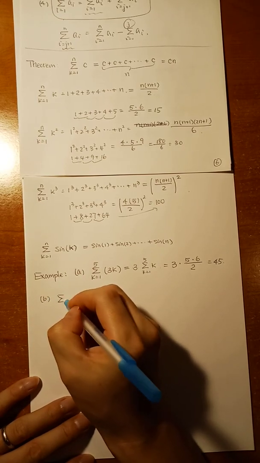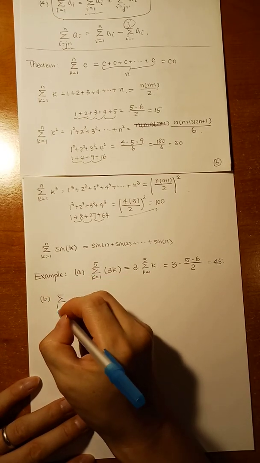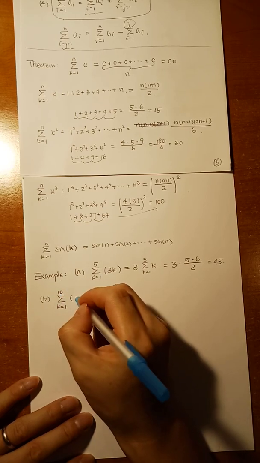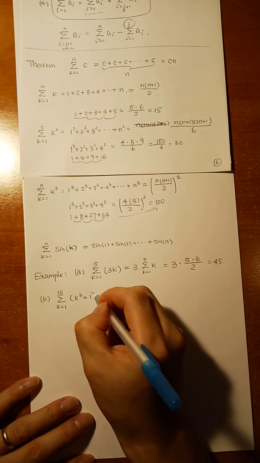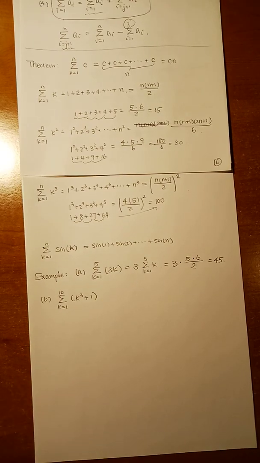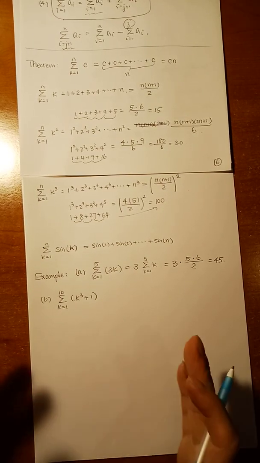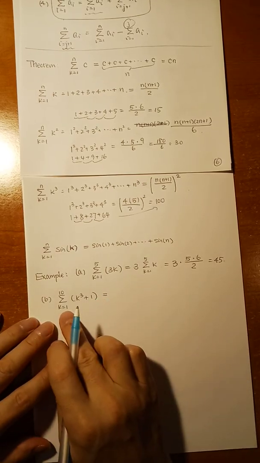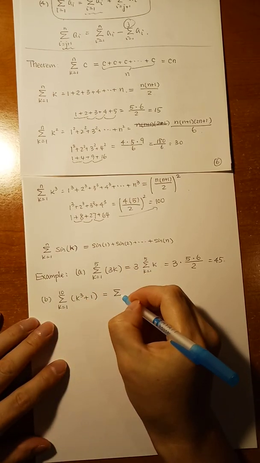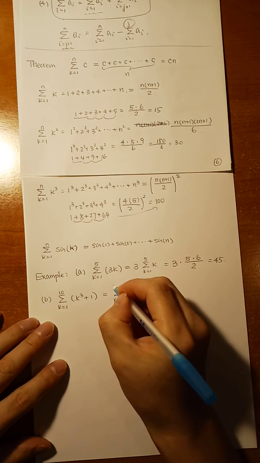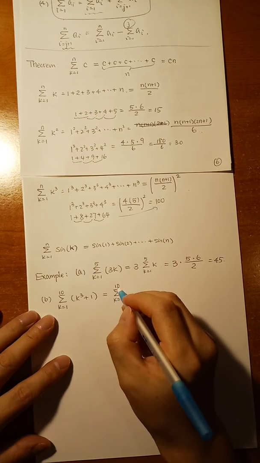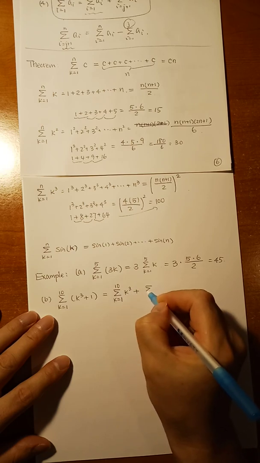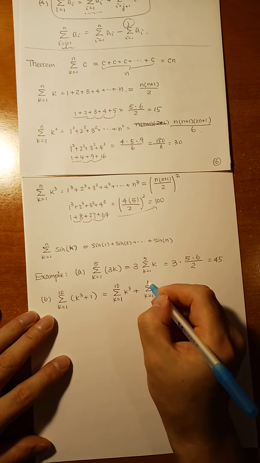And second, k is from 1 to 10, and k cubed plus 1. It's a sum. Sigma of the sum. We use the sum rule. We distribute sigma notation into the parentheses. Sigma k from 1 to 10, k cubed, plus sigma k from 1 to 10, 1.